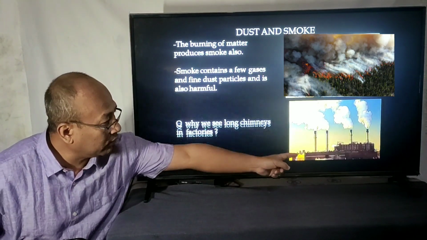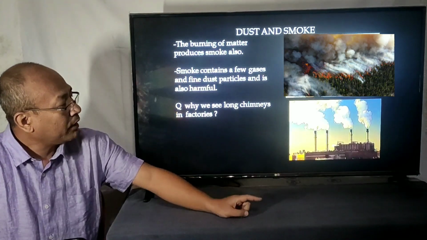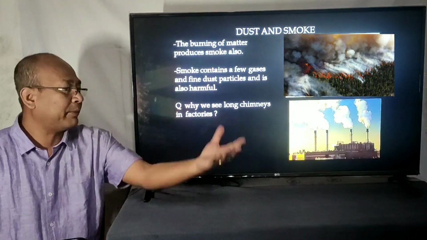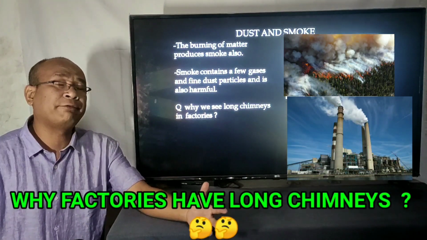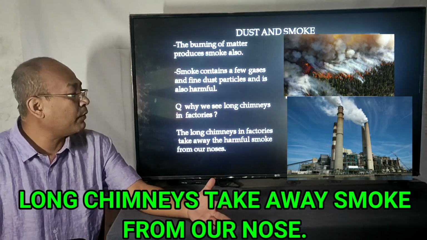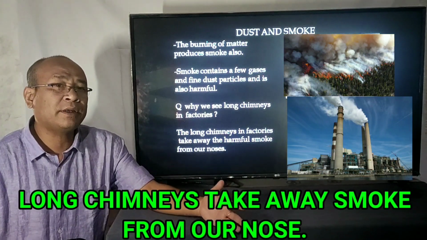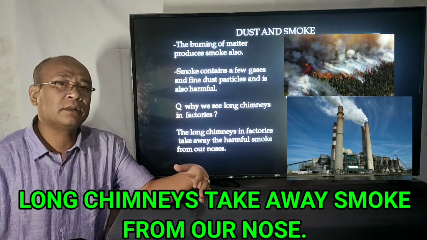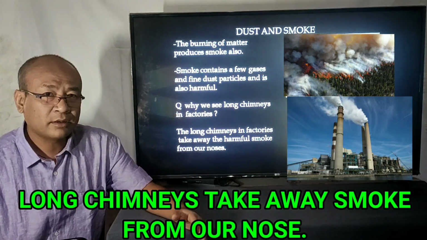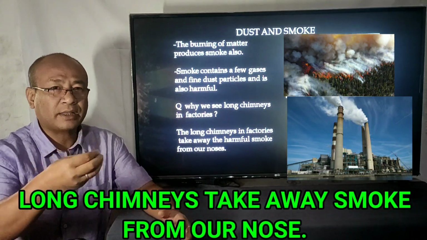Now see here, there is a picture of a factory. The factory has long chimneys releasing the smoke into the air. Why do factories have long chimneys? The long chimneys in factories take away the harmful smoke from our nose. So the long chimney takes the harmful smoke higher up in the sky. So there is less chance of contact between our nose and the smoke.